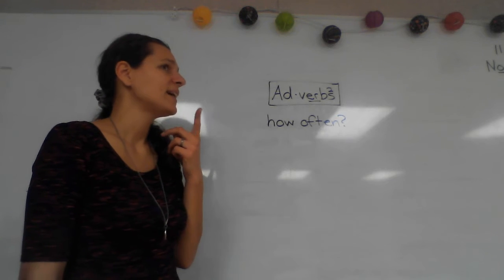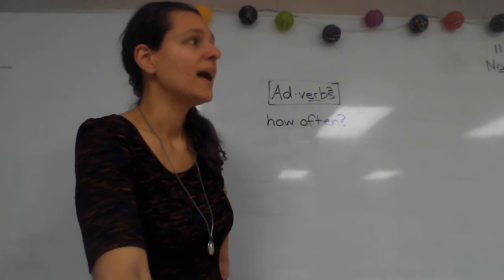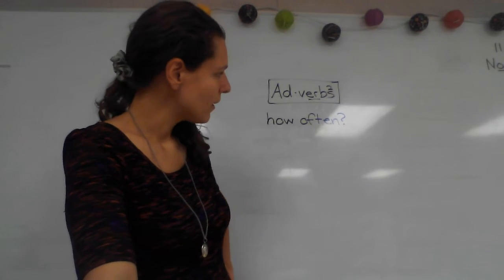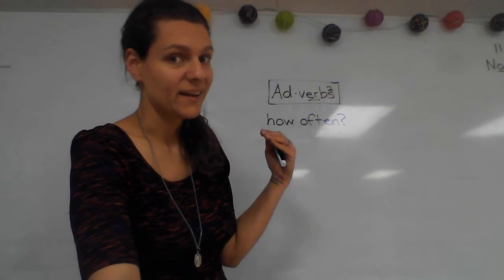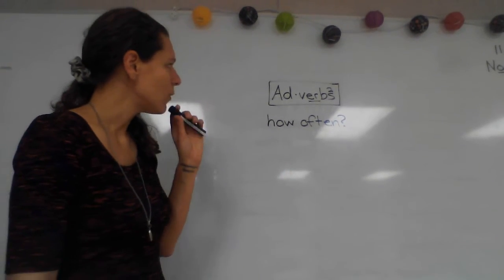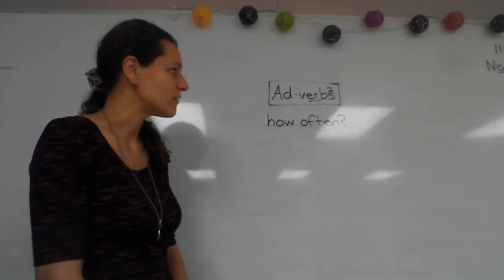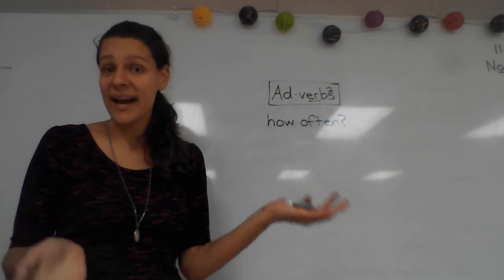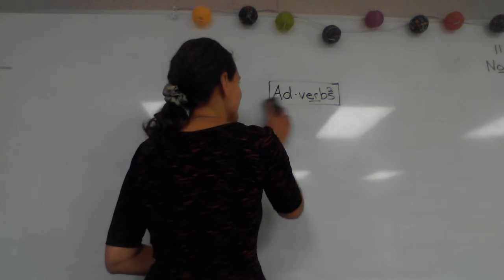So if I say, let's see, I run always. Always is adding information to run. That means always would be an adverb. It's adding information to the verb. All right, well, let's go to our adverbs page on 29 and put always on it.